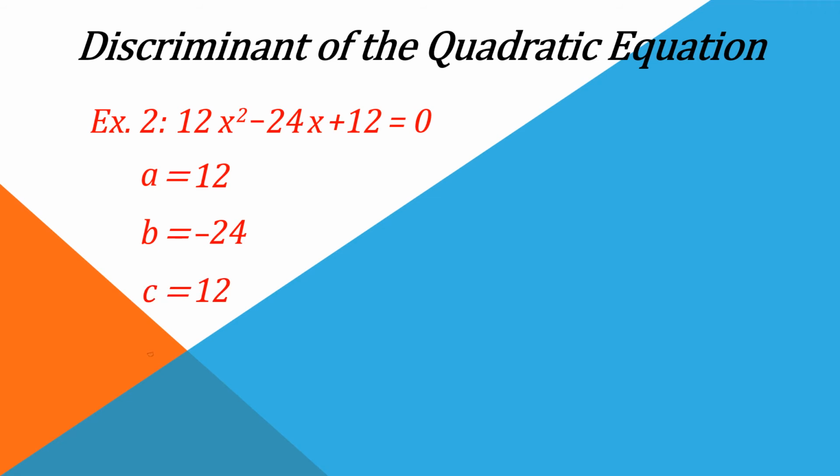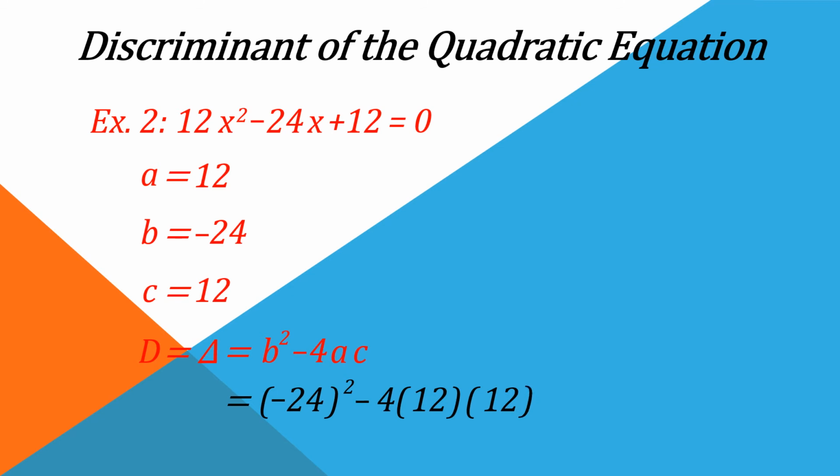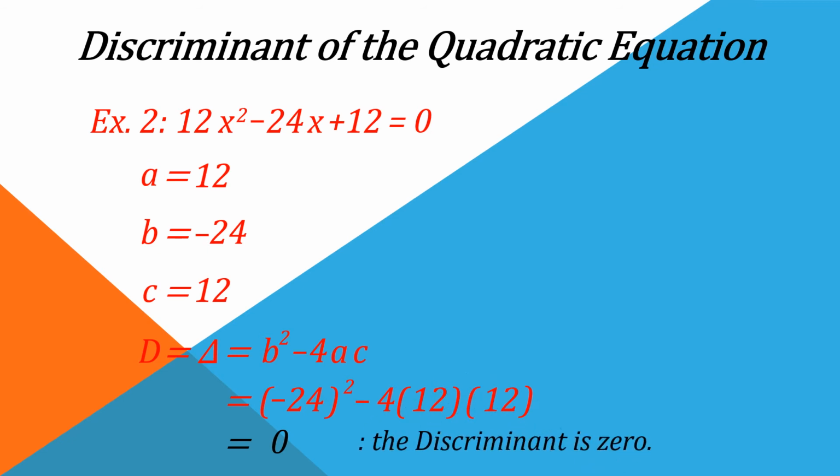Again, solve for the value of the discriminant, equal to delta, equal to b squared minus 4ac. Substitute the values of a, b, and c to the equation. It is equal to negative 24 quantity squared minus 4 multiplied by 12 multiplied by 12, and simply it is equal to 0. Therefore, the discriminant is 0, only one exact real root.